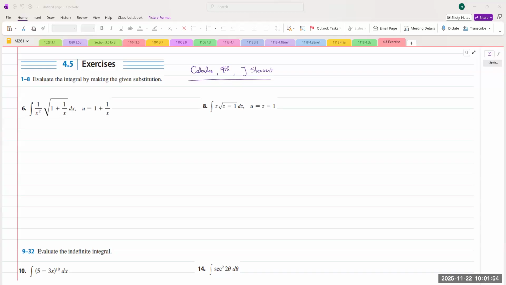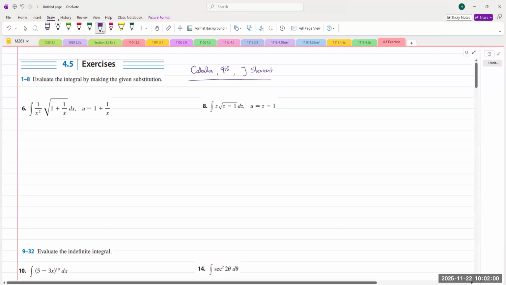Let's start number 6. From number 1 to number 8 in this section, the author wants us to evaluate the integration by making the given substitution. So they tell us the substitution. Now you will see later on the substitution should be predetermined.